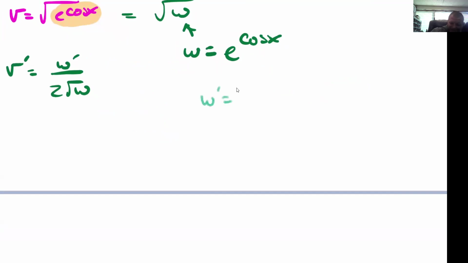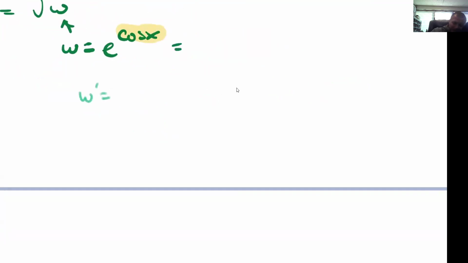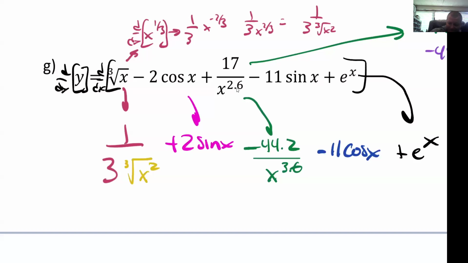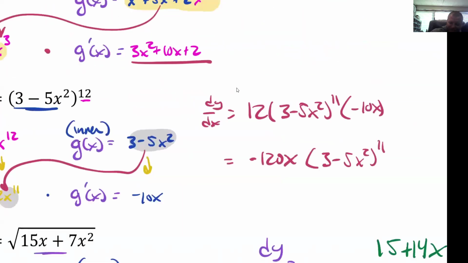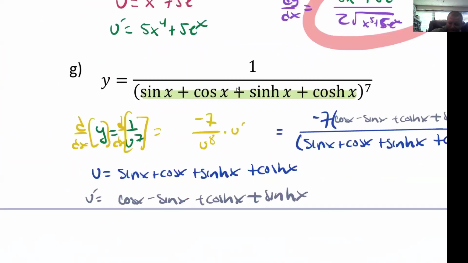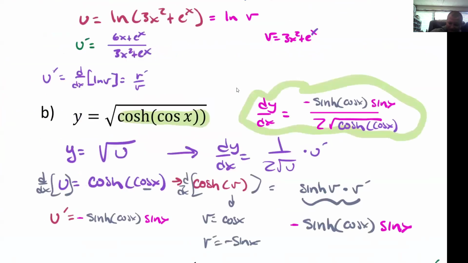w prime also involves a chain rule. So I have e to something that's not x. So I'm thinking of w as e. Uh-oh. Oh, did it just erase all of what I just wrote? I so did. How much did it erase?